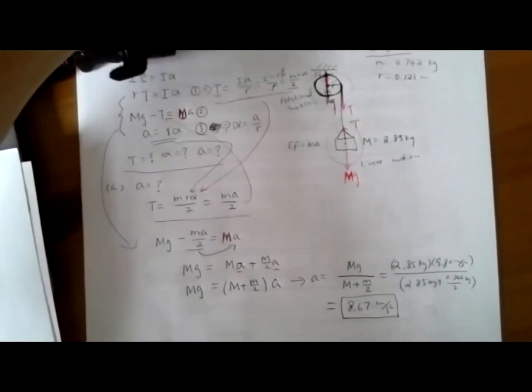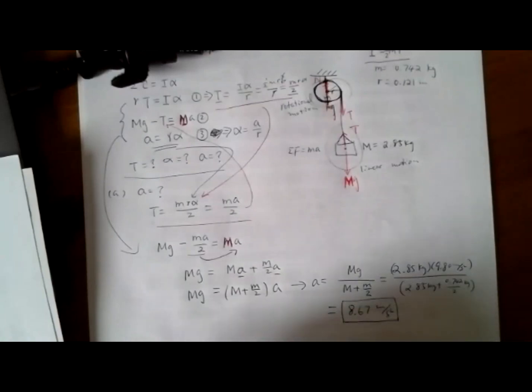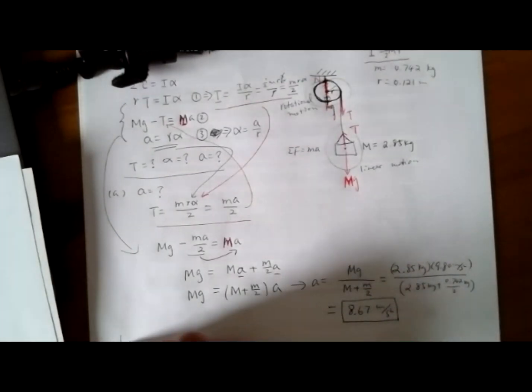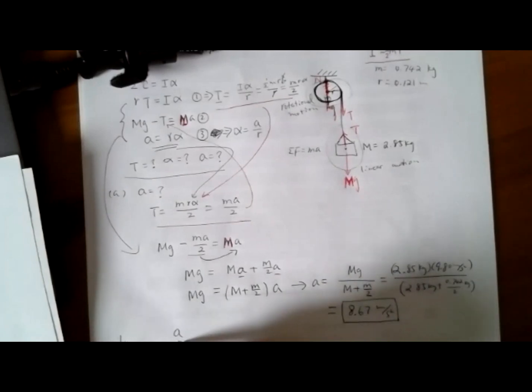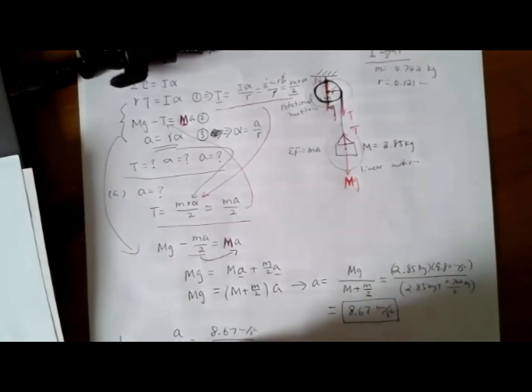Okay, let me pause for a few seconds to see if you guys have questions on this. All right, so if that's clear, then the next part will be easier, because then you're looking for angular oscillation that should be equal to the linear oscillation divided by the radius. Okay, so 8.67 meters per second squared divided by 0.121 meters. That would be roughly 71.7-ish radians per second squared. Okay.